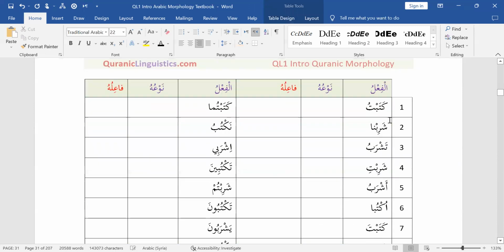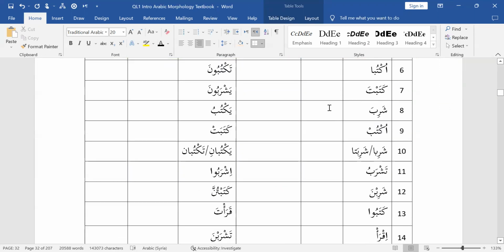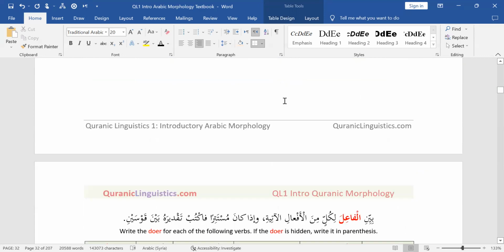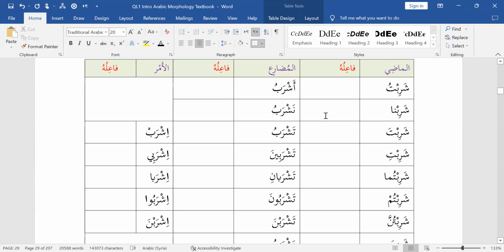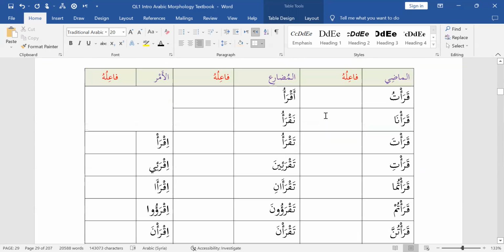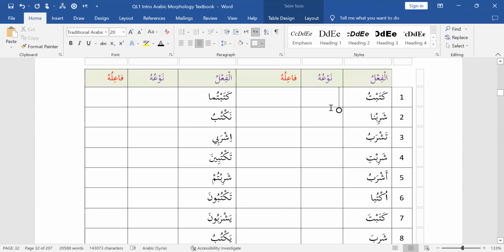And then some mixed review. You have katabtu, sharibna, tashrabu, mixed review. Katabtuma, naktubu, ishrabi, mixed review. So after this practice, after you go through kataba yaktubu uktub, and after you go through shariba yashrabu ishrab, and after you go through qara yaqra'u iqra, and then after that you go through a mixed review, you will become very good at identifying the fa'il, especially when it's dhamir muttasil, the red fa'il.